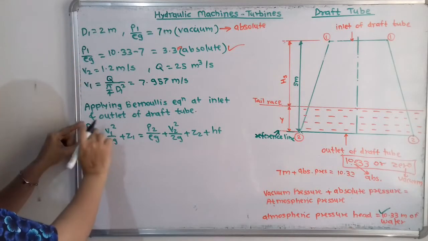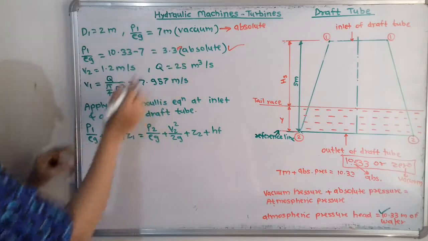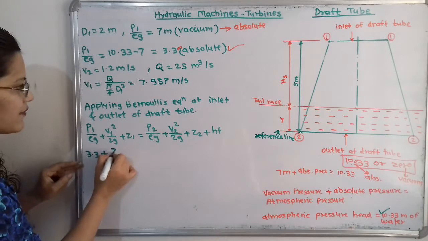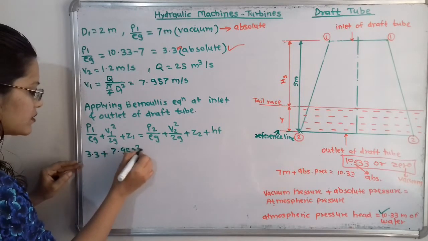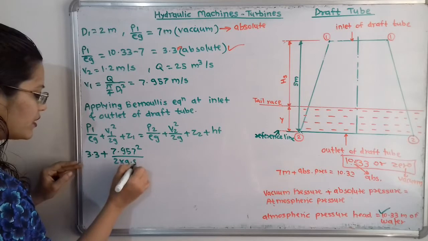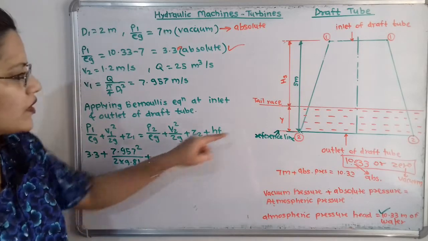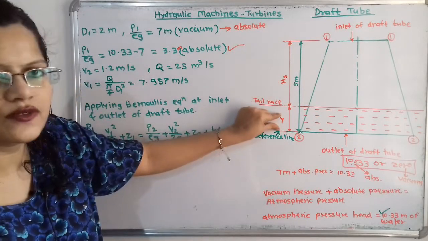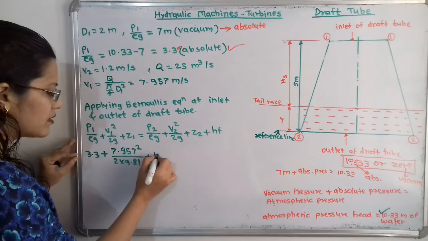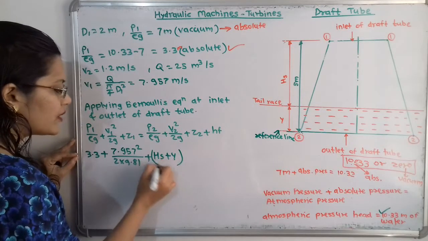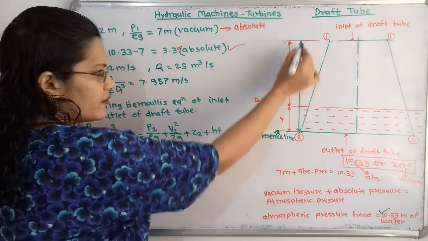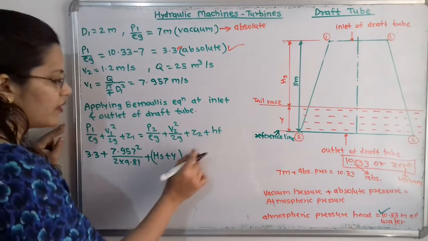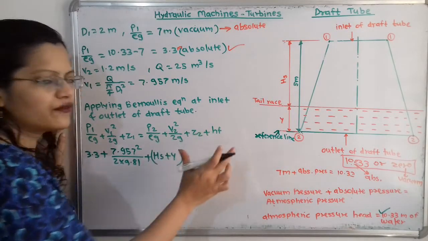So P1 by rho g, we have to take the absolute pressure head, that is 3.3, plus V1 square by 2g, so 7.957 square by 2 into 9.81, plus Z1. So what is the value of Z1? That is this total height. This total height is HS plus Y, so I will take HS plus Y. We are not going to take the total height as 5 meter, because we have to cancel out this Y. If I move it to the right hand side, then we will come to know.